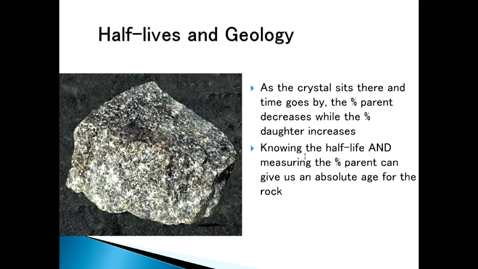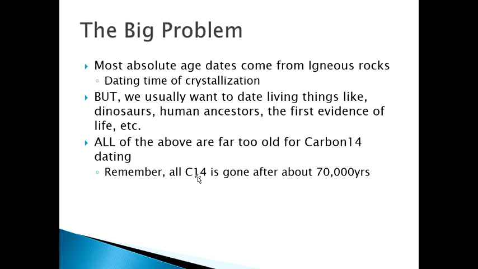As it sits there, this happens. So, when does it start? It starts the moment a crystal becomes a solid. So lava belches out onto the surface of the earth. It's liquid, it's molten. When it cools and hardens, the second it becomes a crystal, it has 100% parent. And over time, that percentage parent is going to get smaller and smaller and smaller, and the percentage daughter is going to get bigger and bigger and bigger.